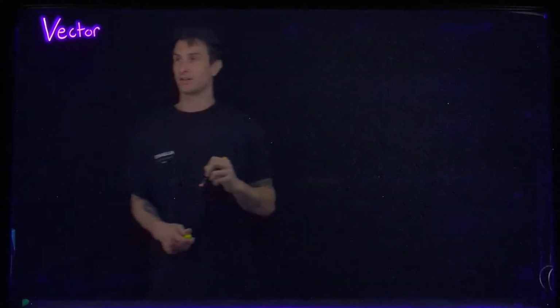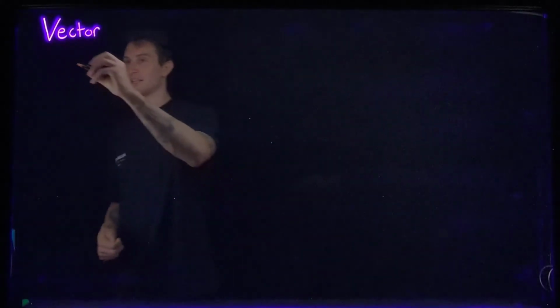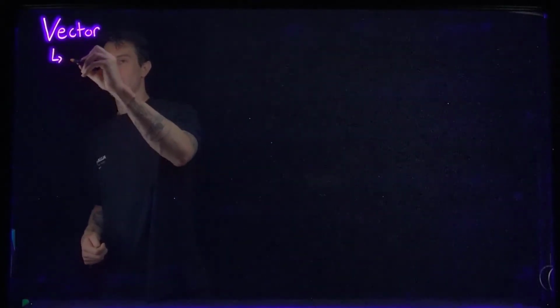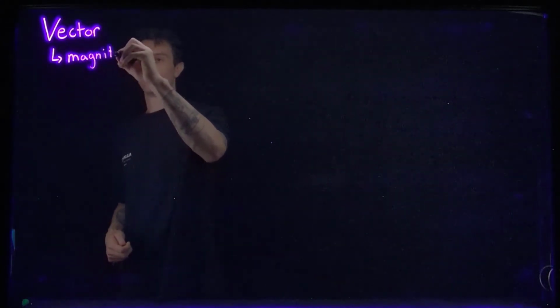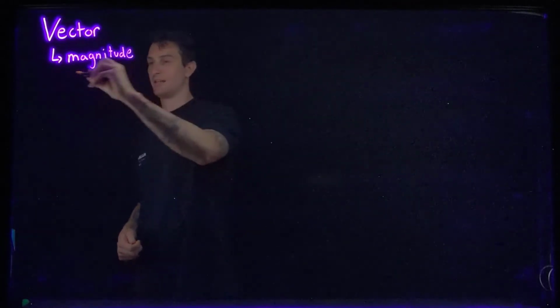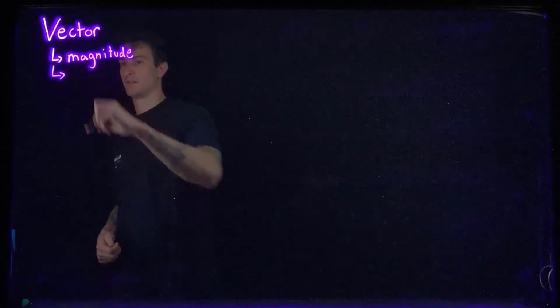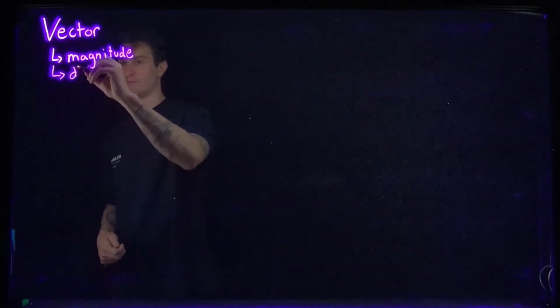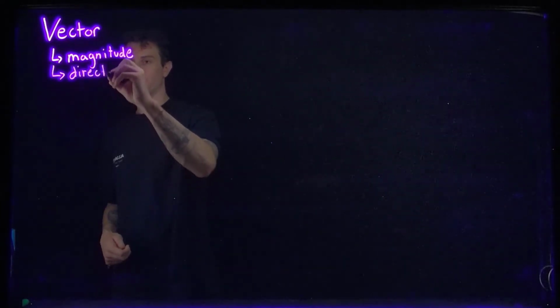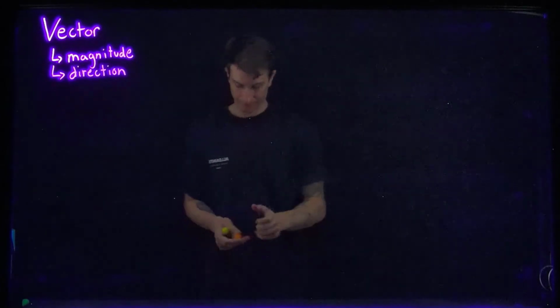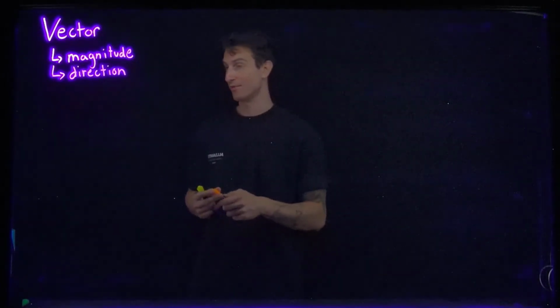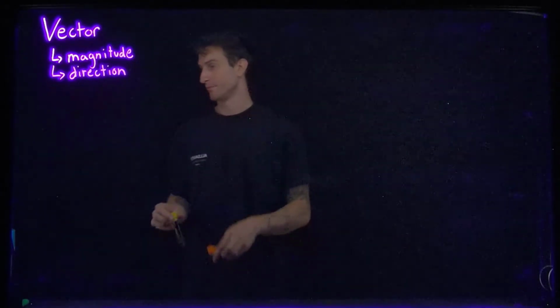Now a vector is just a mathematical object that has both a magnitude and a direction. Okay, so think about particles. Particles have a direction that they're traveling and also how far they travel.